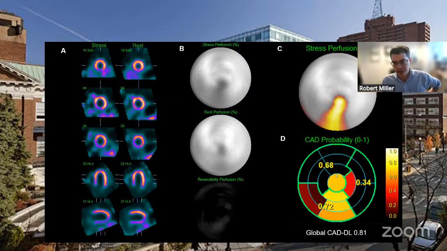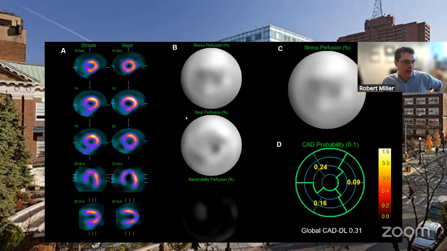So it's actually calling a high probability of LAD and RCA disease. Maybe this is a way that you could pick up multi-vessel disease that otherwise may have been blown over just by reviewing the images. This patient did have LAD and RCA disease. There was an 80% distal RCA and 70% mid-LAD lesion.